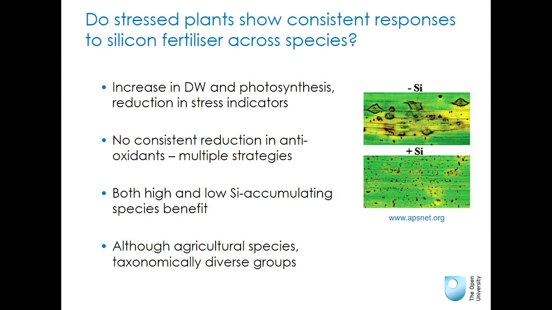And although these are agricultural species, loads of families that we were talking about, beans and cucumbers and tomatoes and wheat and barley, it's still a taxonomically diverse group, suggesting it's not related to just one family.